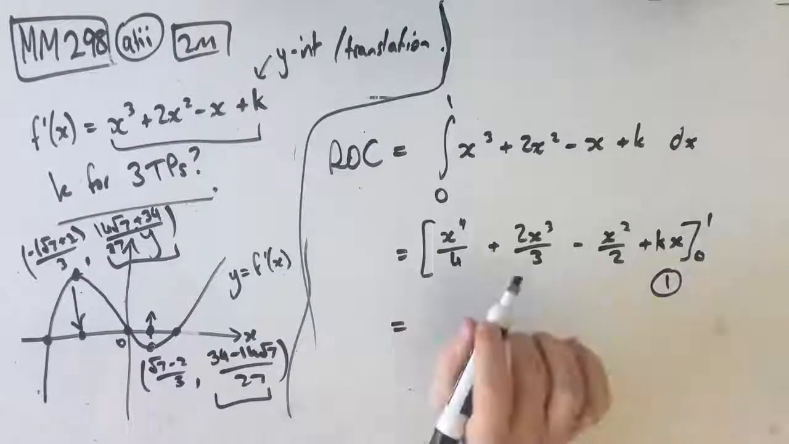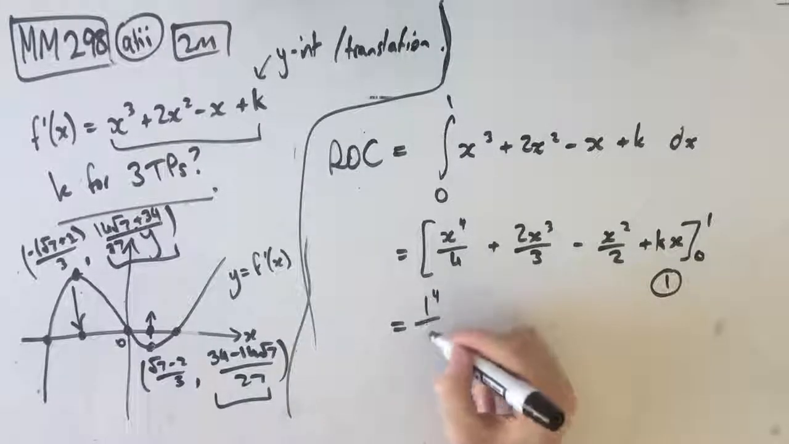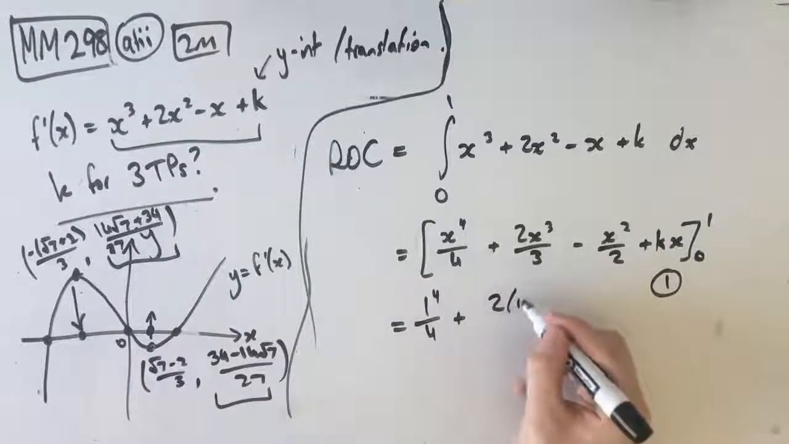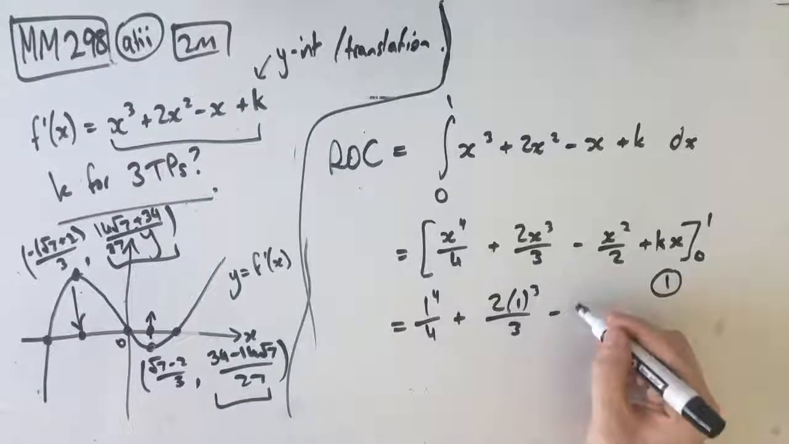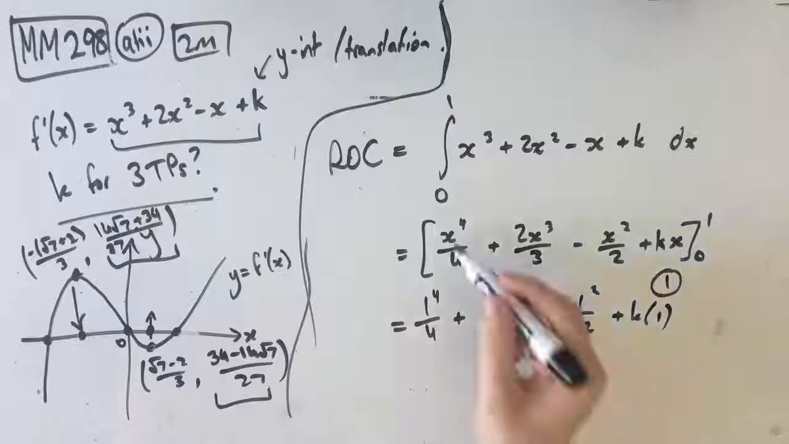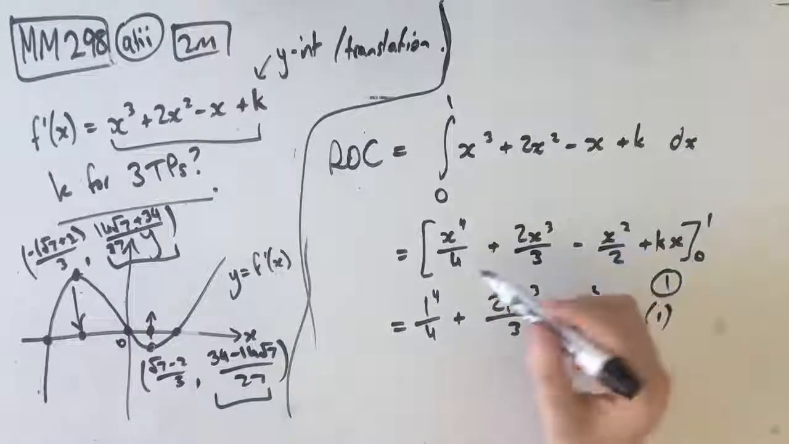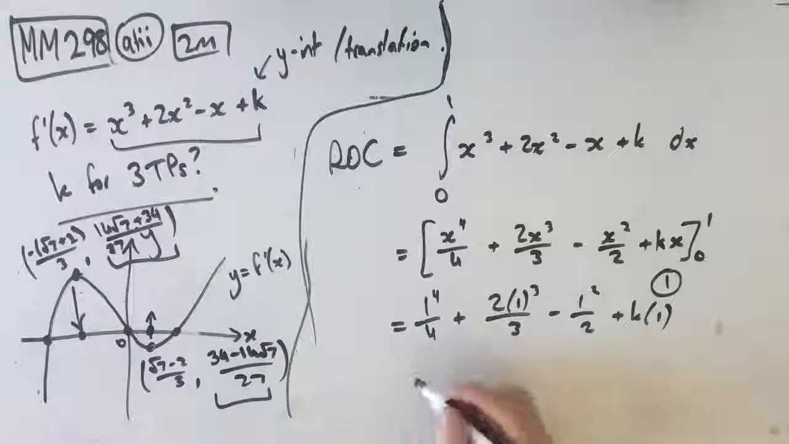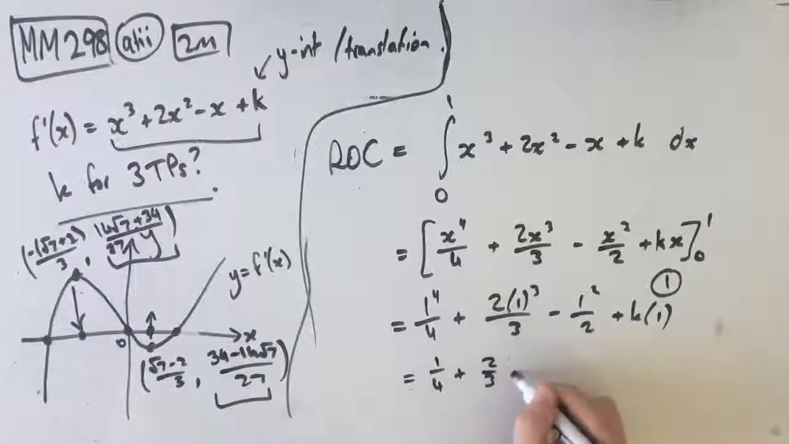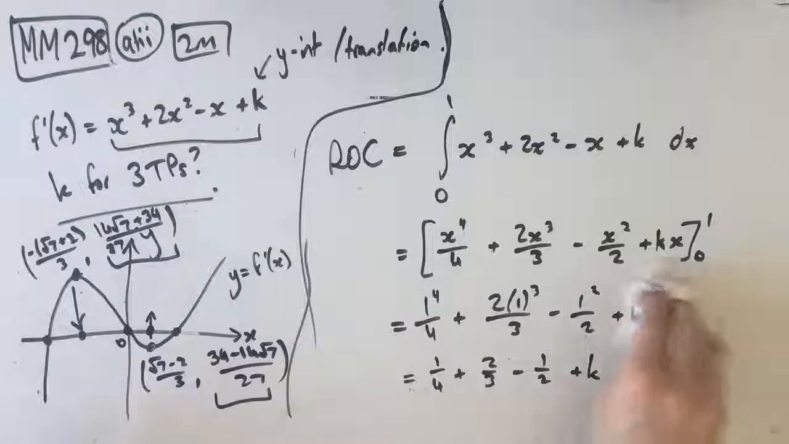And then from here, we can just evaluate these, right? So we get 1 to the power of 4 over 4 plus 2 times 1 cubed over 3, take 1 squared over 2 plus k times 1. And then all of these x's are kind of attached to constants, which means that when we sub in 0, it's just going to equal 0. So that's it for this bit, which means we get 1 over 4 plus 2 over 3, take 1 over 2 plus k. Awesome. Now we can kind of simplify this.